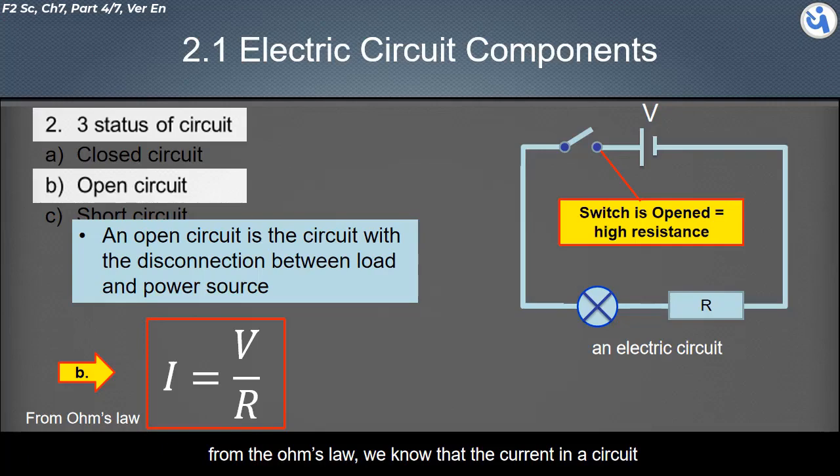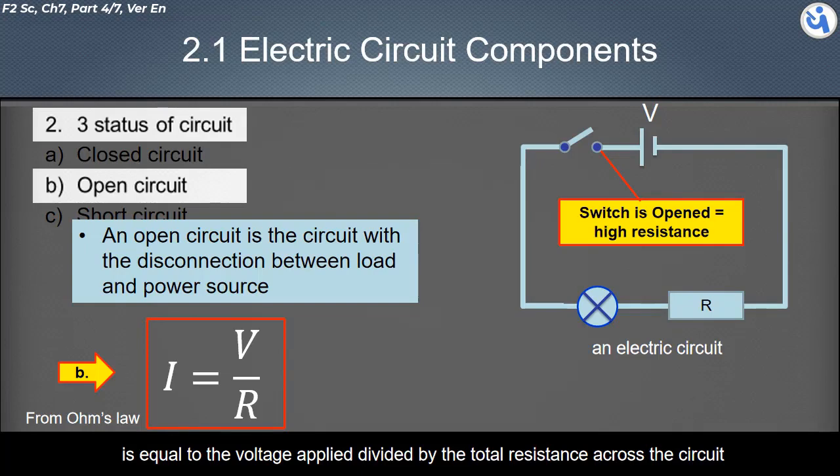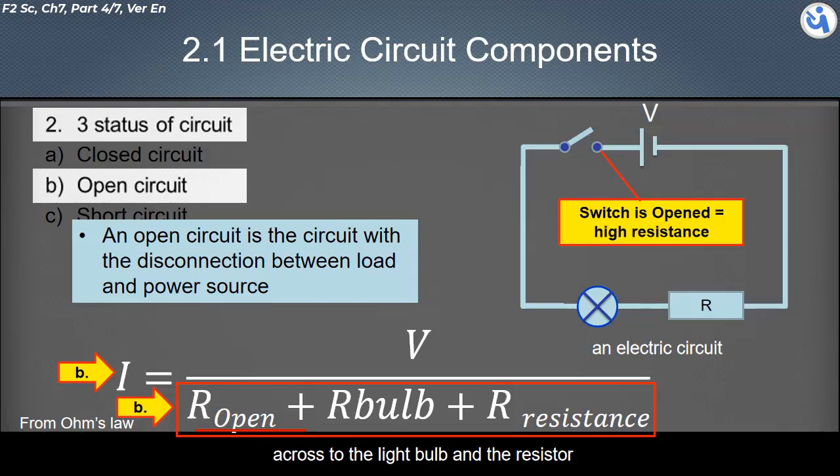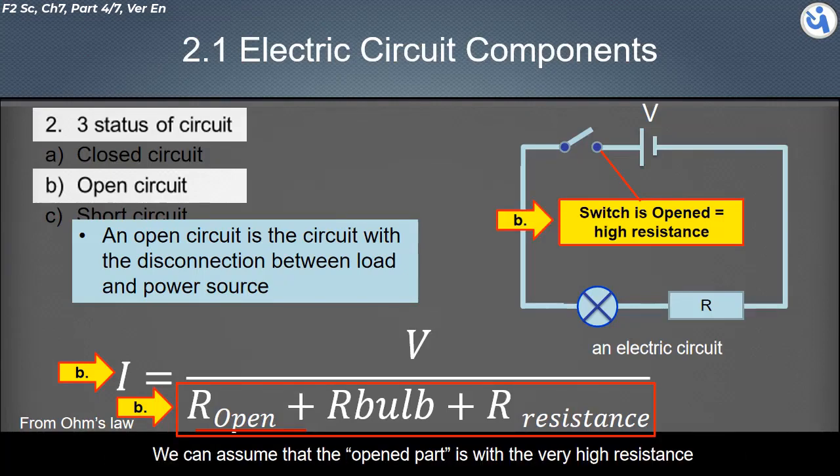From the Ohm's law, we know that the current in a circuit is equal to the voltage applied, divided by the total resistance across the circuit. The total resistance in the circuit is equal to the resistance across the opening area, across the light bulb and the resistor. We can assume that the opened part is with a very high resistance.